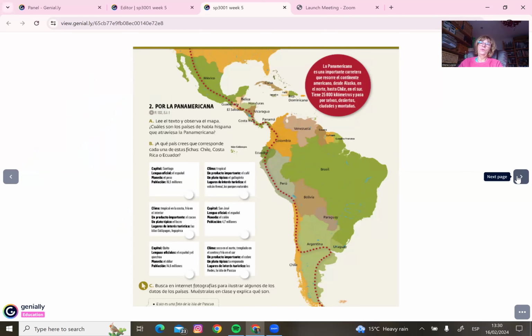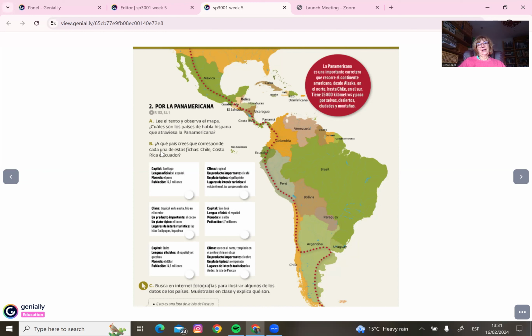Okay, now we know qué quieres conocer del mundo hispano. So we're going to introduce you to this big Spanish-speaking world. For this, we have this long road that crosses from Alaska to Chile. It's called La Panamericana. So, la Panamericana es una importante carretera que recorre el continente americano, desde Alaska en el norte hasta Chile en el sur. Tiene 25.800 kilómetros y pasa por selvas, jungles, desiertos, deserts, ciudades, cities, y montañas, mountains.